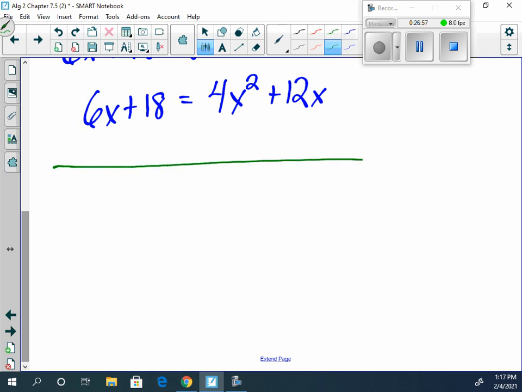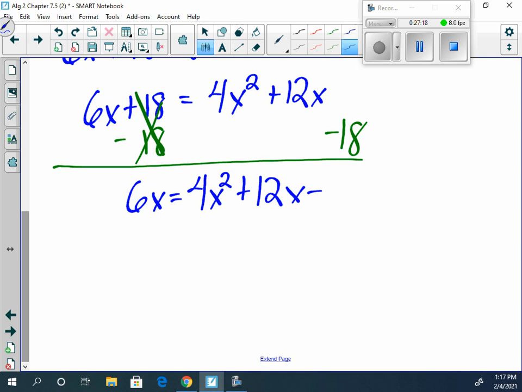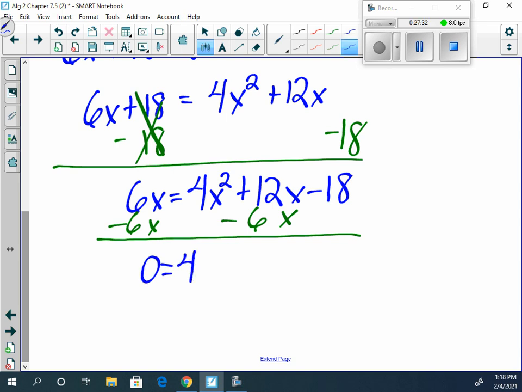So what can we move first? Does it matter? No. I'm going to subtract 18 this time. First, 18 minus 18 is going to be 0, so it leaves us with 6x is equal to 4x squared plus 12x minus 18. And then what can we do? Subtract the 6x, which will give us 0 is equal to 4x squared plus 6x minus 18.